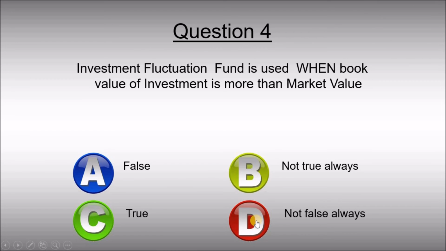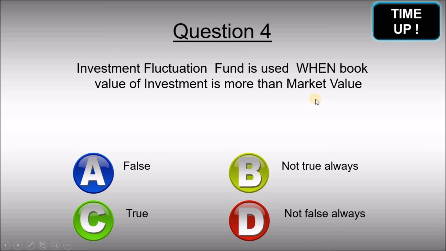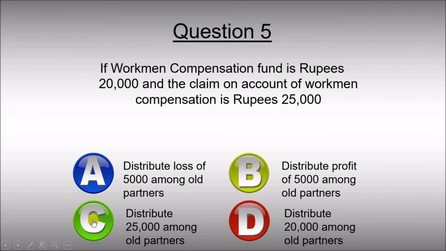Next, question number 4. Investment fluctuation fund is used when the book value of investment is more than the market value. Is this statement false, not true always, true, not false always? So time starts now. So when the book value is more and the market value is less, then it is loss, and only in this case is the investment fluctuation fund used. So this is true. Now come to question number 5.